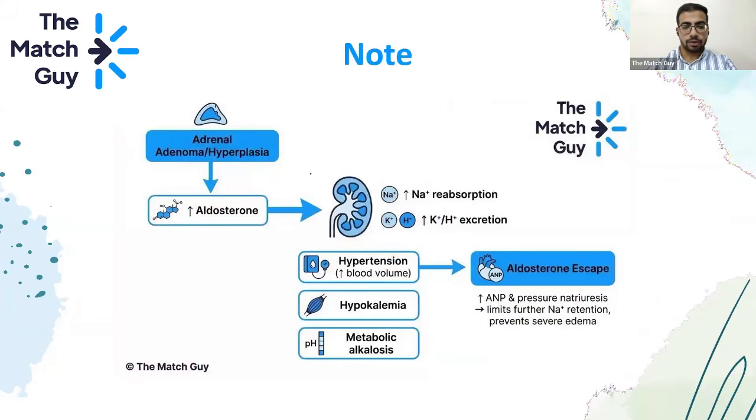So this is basically what we just said. This is how aldosterone works. It increases sodium reabsorption, and potassium and hydrogen excretion, and hence you have the hypertension, the hypokalemia, the metabolic alkalosis, and the famous aldosterone escape theory.